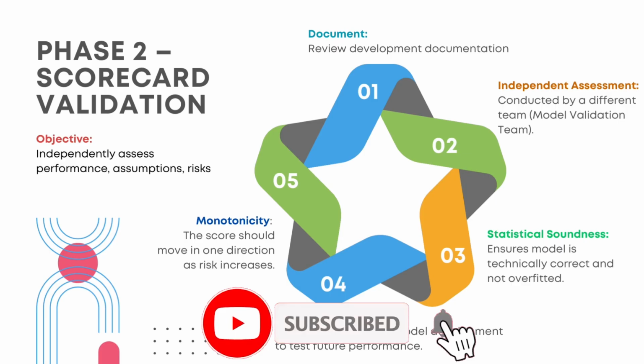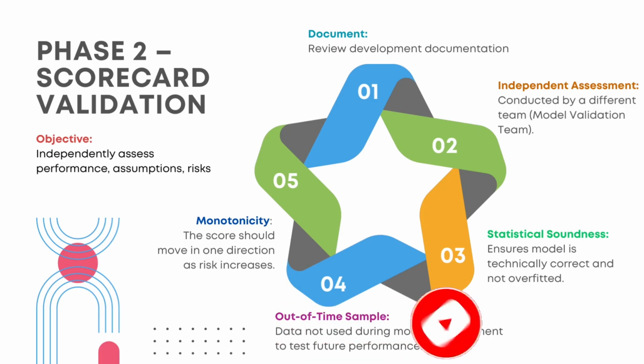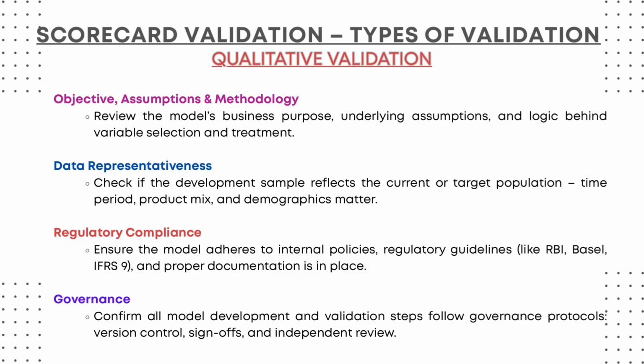Monotonicity. The score should move in one direction as risk increases. That is, default risk should consistently increase as score decreases. Types of validation. So there are two major types, qualitative validation and quantitative validation. So qualitative validation answers very important questions.